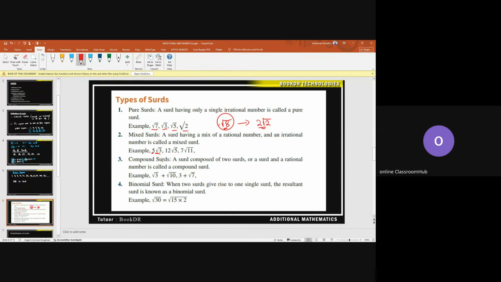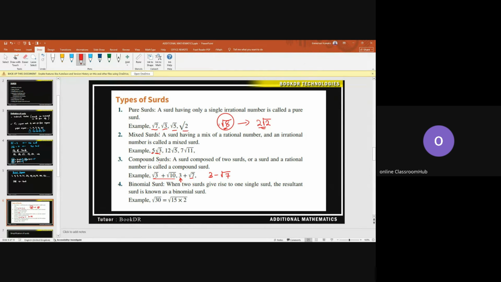Then we have a compound set. A compound set joins two portions with what? A plus or a minus. So we can have root 3 plus root 10. All of them combined becomes one single set, and it's called a compound set. You can even have a whole number portion and the radical portion, so 3 plus root 7. You can also have a minus sign in between them, so 3 minus root 7 will also be a compound set.